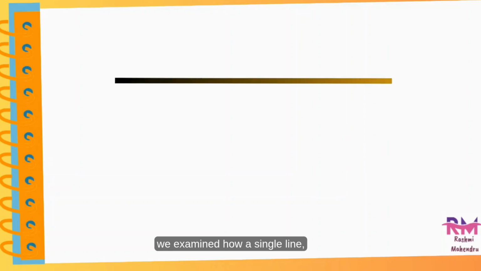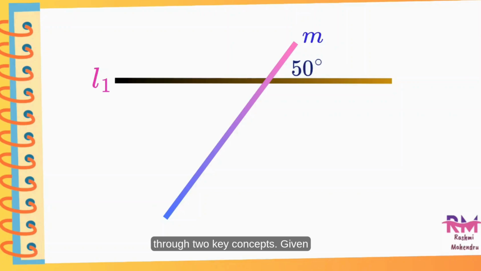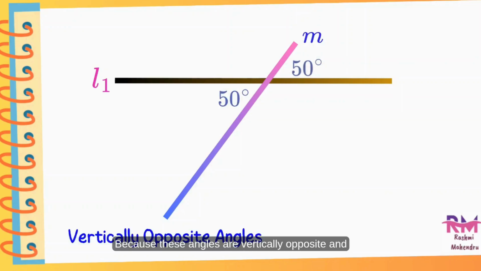In our previous modules, we examined how a single line, say L1, intersecting another line M gives rise to four angles at the point of intersection. These angles are beautifully interrelated through two key concepts. Given a single angle 50 degrees, we can find the angle right across it. Why? Because these angles are vertically opposite and they are equal. But not just one, we can find the other two remaining angles as well.